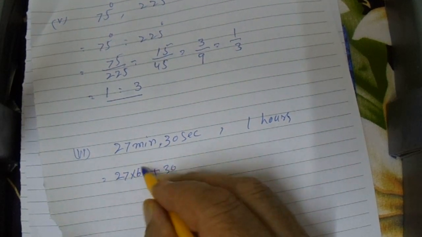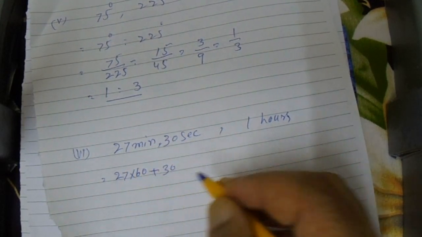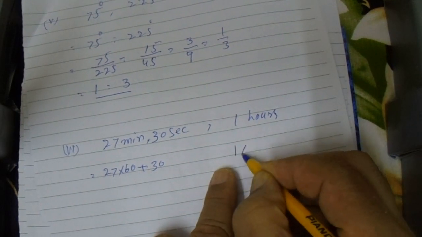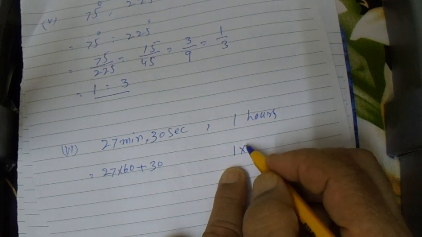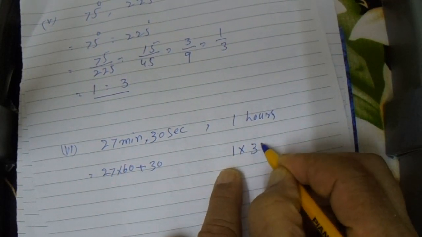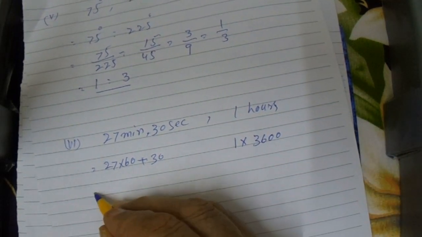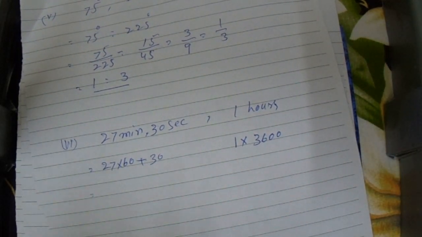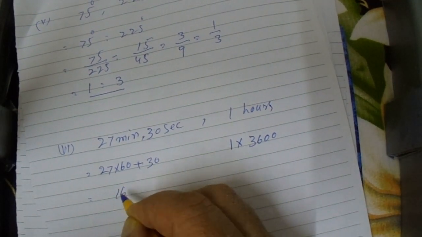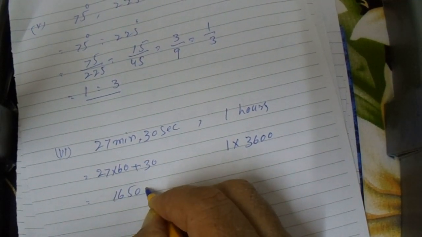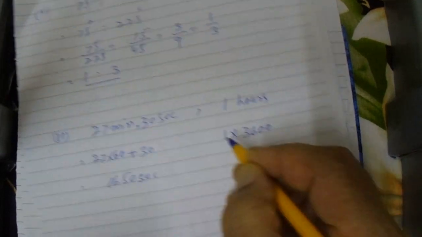Now we have converted these into seconds. Now 1 hour multiplied by, and we know that there are 3600 seconds in 1 hour. We write 1 multiplied by 3600, and we write this. Now 60 multiplied by 27, and plus 30. This is equal to 1650 seconds. Now again we write 3600 seconds.